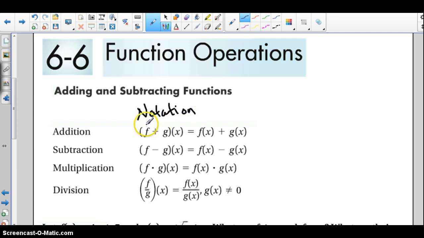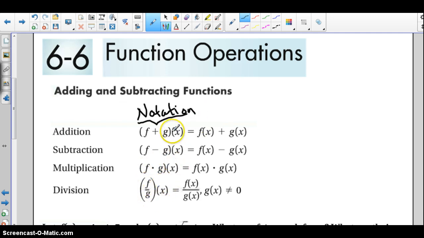In other words, this is how it's written: you're taking function f and adding another function g to it, of x. So this is pronounced f plus g of x. This is pronounced f minus g of x, f times g of x, and f divided by g of x.